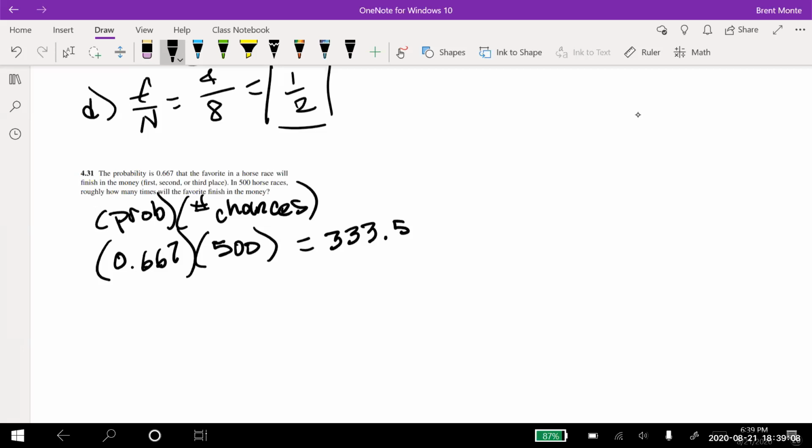And oftentimes we'll round that to the nearest number. So we have to round up since we have that 0.5. So about 334 times in 500 races will the favorite finish in the money, first, second, or third place. And you would just do this according to what they ask you to round to. Okay, so that's the end of that section. Let's jump into the next section.